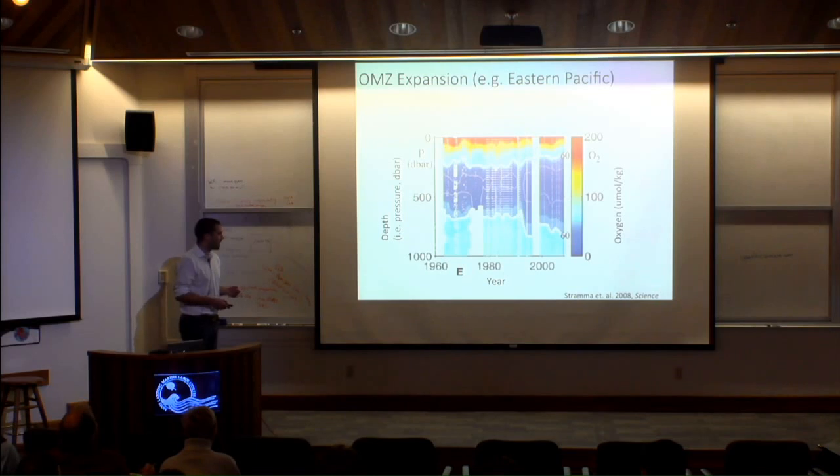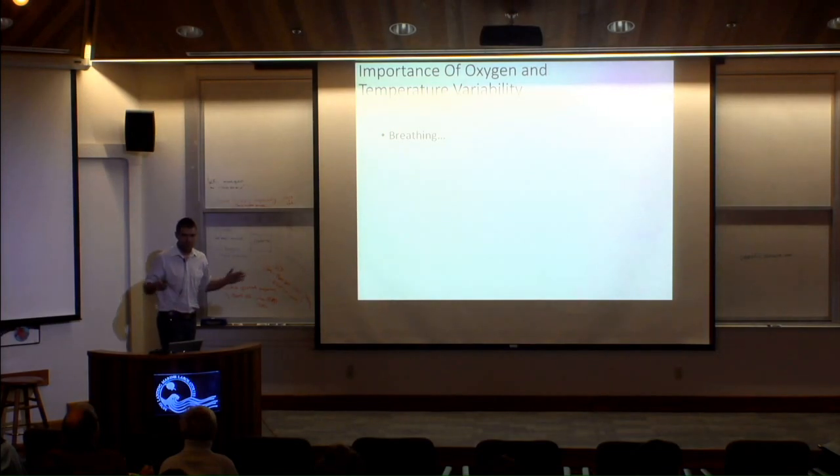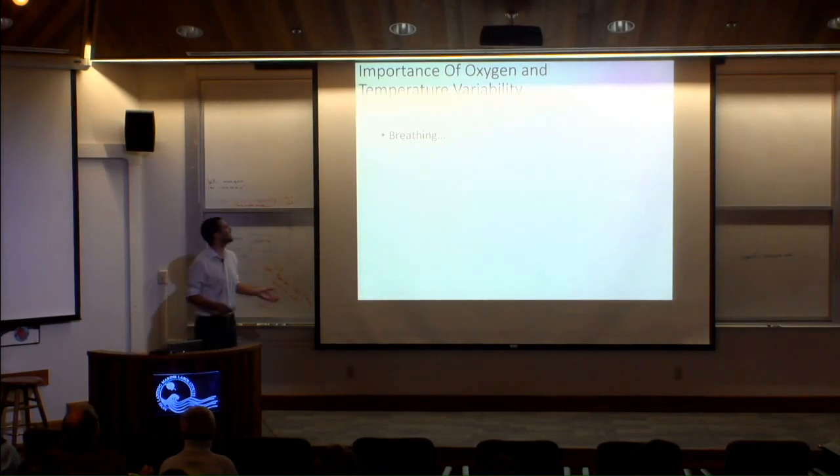So Lothar Stramma in 2008 was able to show that over about a 40-year period, the oxygen minimum zone, which is this blue area right here, has expanded in the water column, and it's also gotten more hypoxic in the interior. So just to touch base about why oxygen is important.